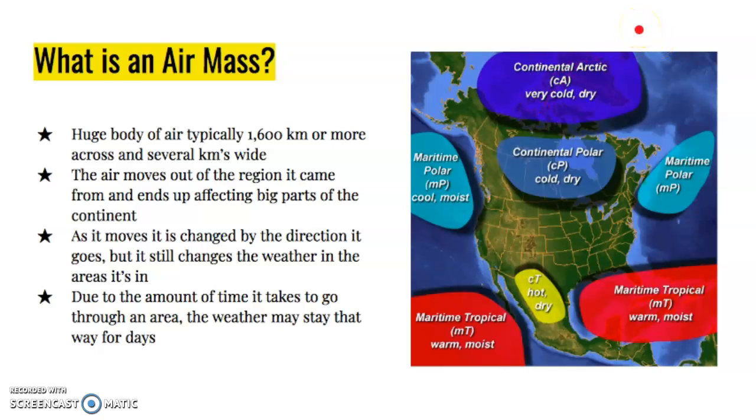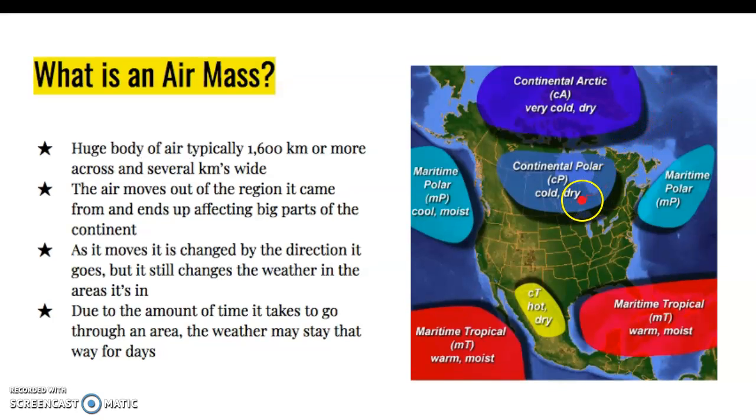So these are our different masses, and you can see the different categories. So you have the very dry and cold, which is continental Arctic. Then you have the continental polar, which is cold and dry, but not as cold as the Arctic. Then you have the maritime polars, which are cold and moist. And then down south, you have the maritime tropics and the continental tropics. And the continental tropics is hot and dry, while the maritime tropics are warm and moist.